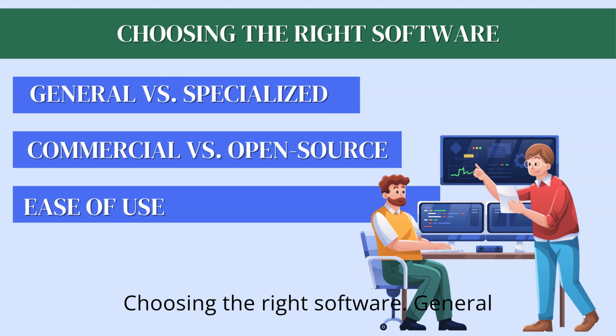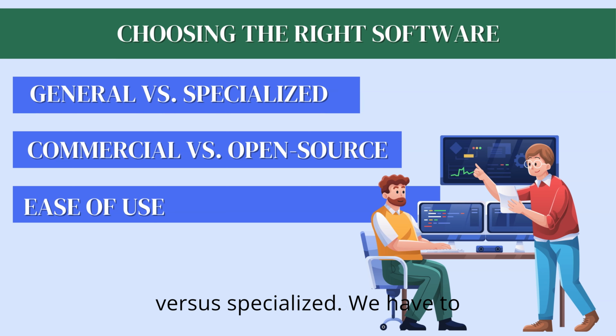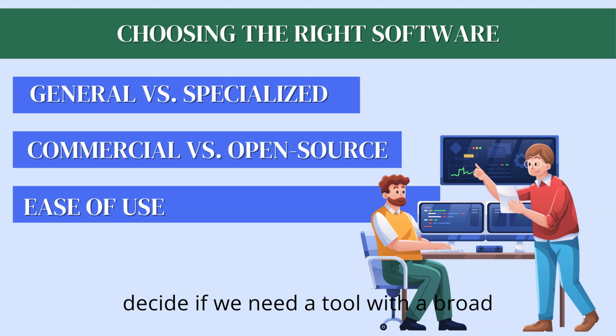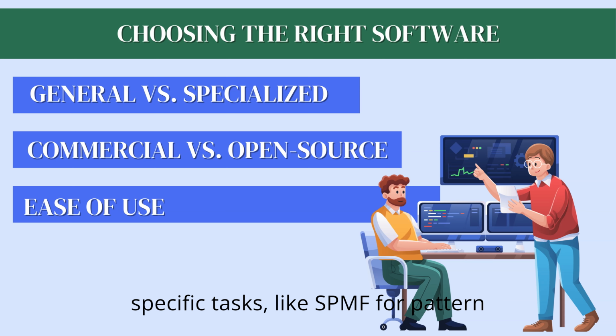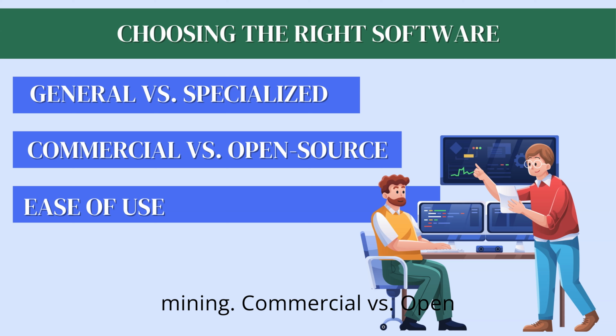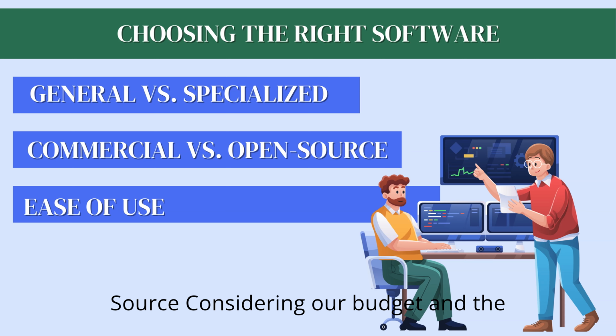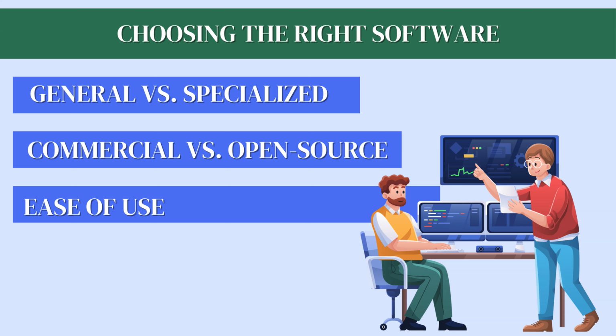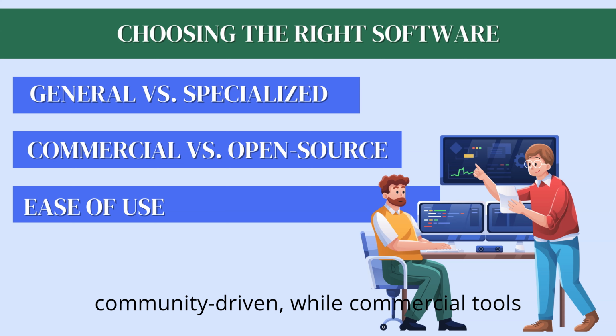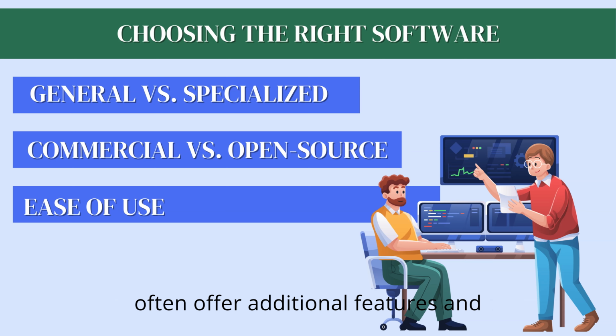Choosing the right software. General versus specialized. We have to decide if we need a tool with a broad range of capabilities, like Weka or RapidMiner, or one that specializes in specific tasks, like SPMF for pattern mining. Commercial versus open source. Consider our budget and the level of support we may need. Open source tools are free and community driven, while commercial tools often offer additional features and professional support. Ease of use. Look for software with an intuitive interface and user-friendly features, especially if we are new to data mining.